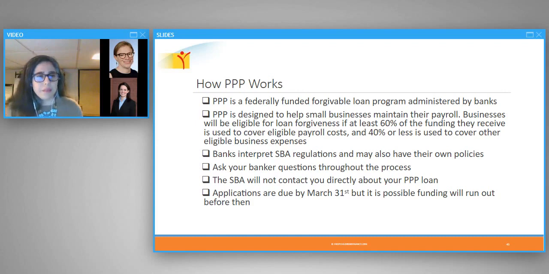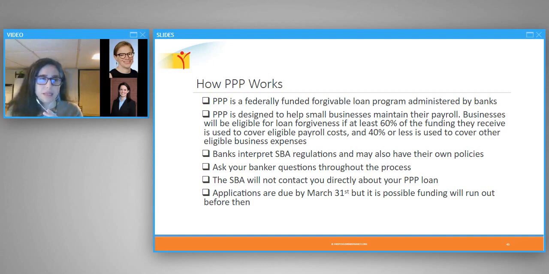So the PPP is a federally funded forgivable loan program. Unlike EIDL, it is administered by banks. You can apply directly with a bank rather than going to the SBA website. And it is forgivable, meaning if you meet certain requirements, you will not have to pay this loan back.